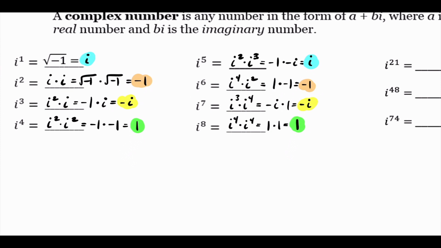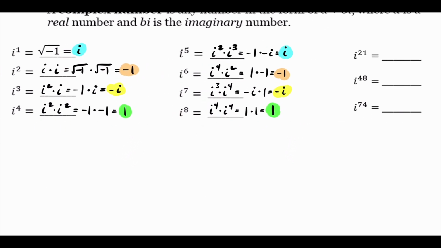And can I get a remainder of 4? Why not? Because it goes in evenly. So if it goes in evenly, what do you think I'm going to get? Use that pattern to figure out what these 3 are. What is i to the 21st power, i to the 48th power, i to the 74th power? I'll give you a hint: it's either going to be i, -1, -i, or 1. Multiple choice question.